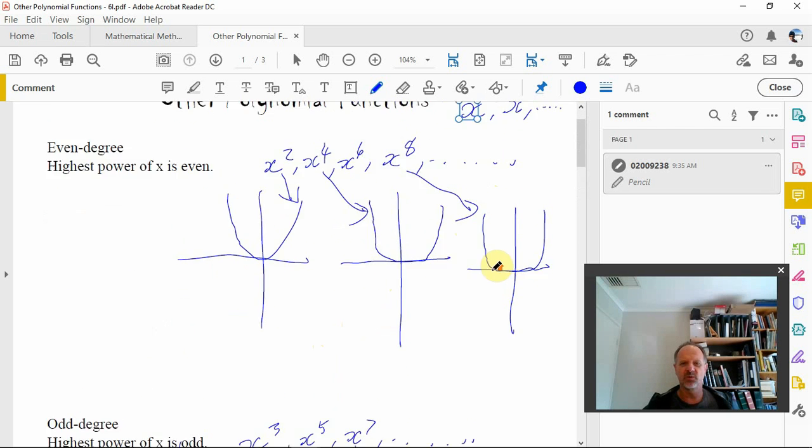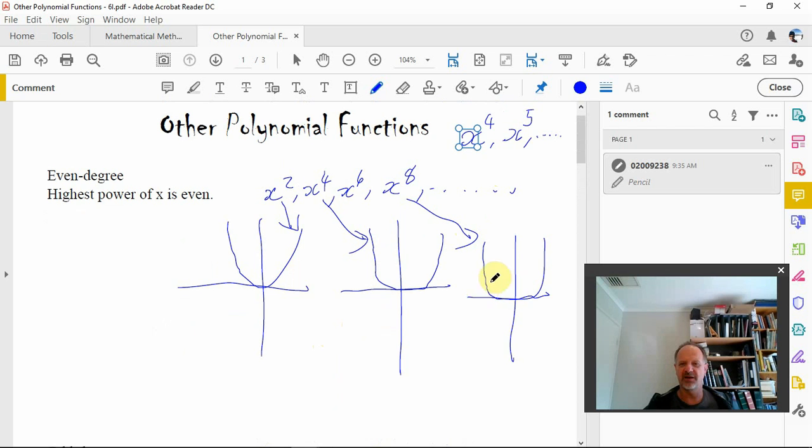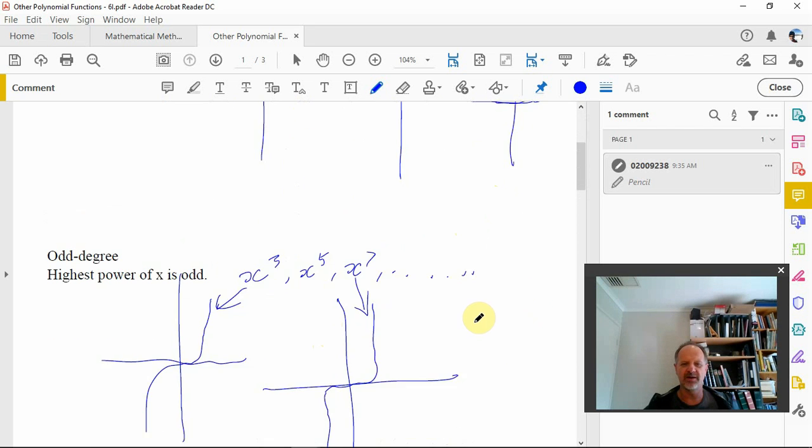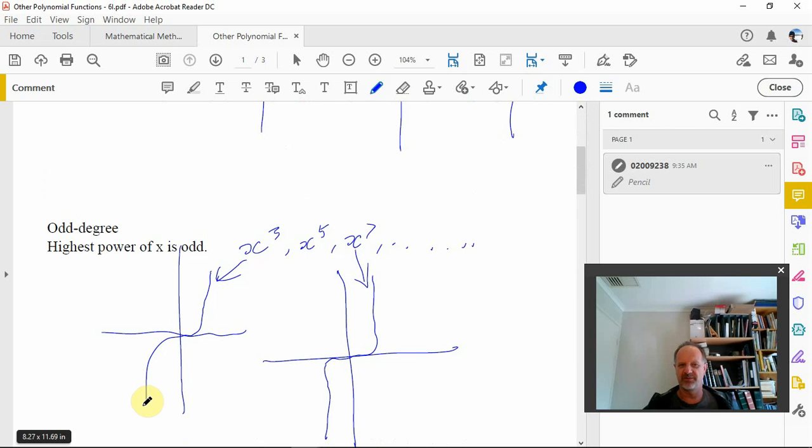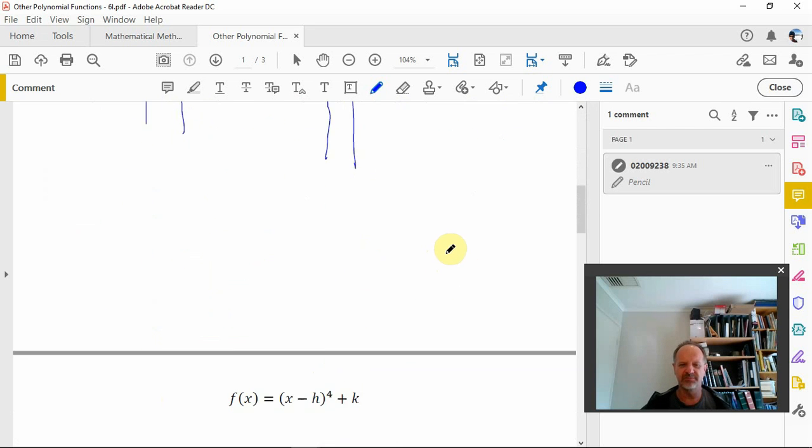So that's all we need to really know about the even and odd degrees. All even powers look like this. The higher the number, the flatter across the bottom and square in the corner. All the odd ones look like this, and again, the higher the power, the flatter across the bottom and the square in the corner.